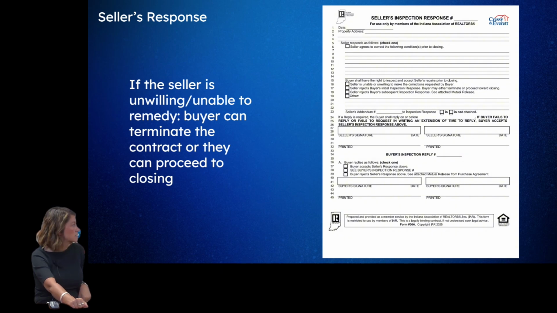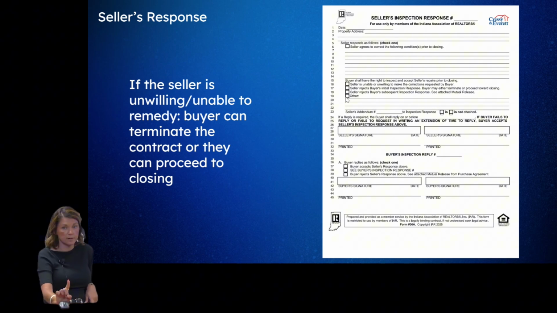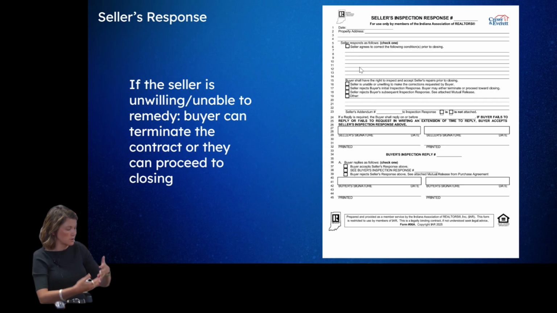And then we get back to the seller's response. So yes, they've said we're not going to do all of those things. We're going to do these things. So we're not going to do the radon, but we will give you that new roof. That's where they would do it here. They can also agree to be unwilling or unable to do those repairs. They can reject the buyer's initial inspection response.